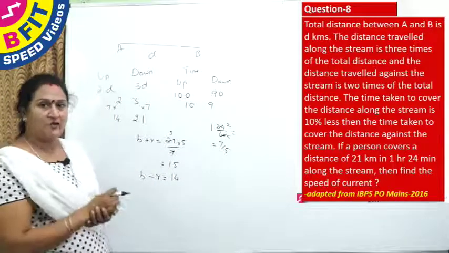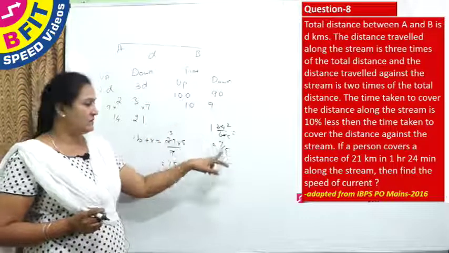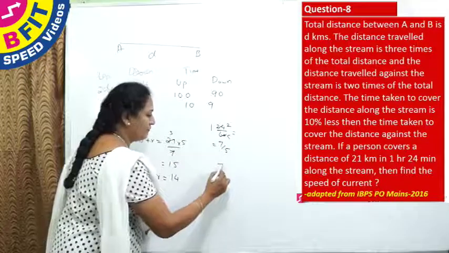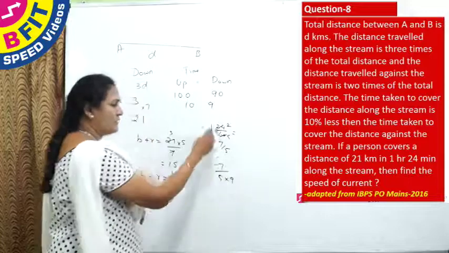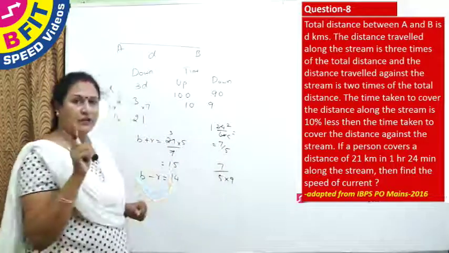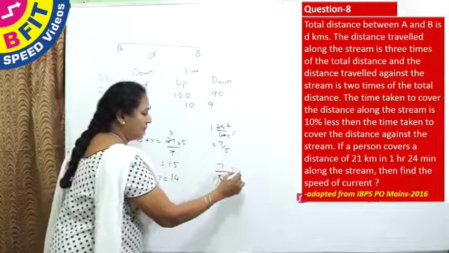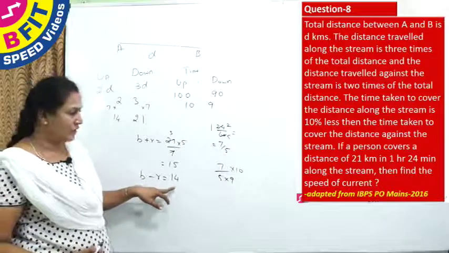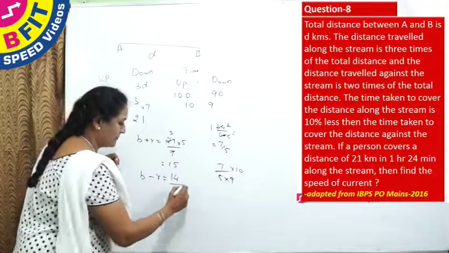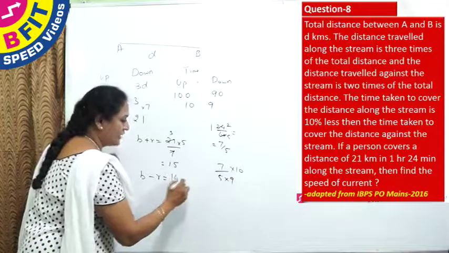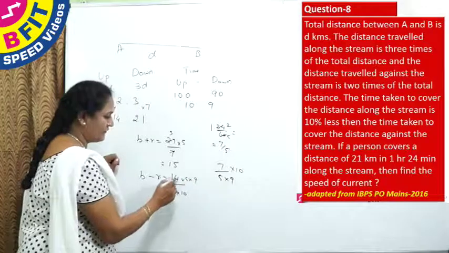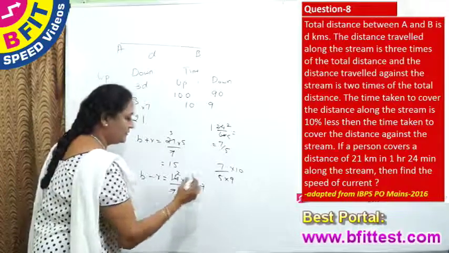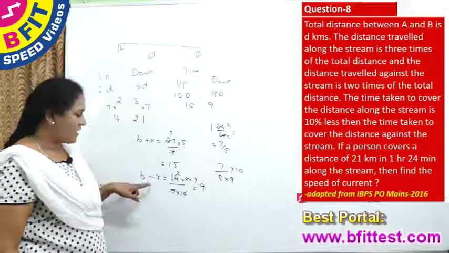And what will be time taken to cover upstream? 9 parts is 7/5. We need 10 parts, so divide 7/5 by 9. So 9 parts is 7/5; when you divide it by 9, we get 1 part. Multiplying it with 10, we get 10 parts. That is time taken for upstream. So distance covered upstream is 14. Time taken for upstream is 7 into 10, and this 5 and 9 I'll send to the numerator. So 7 twice, 2 into 5, 10, cancelled. Upstream speed is 9. Downstream speed 15, upstream speed 9.